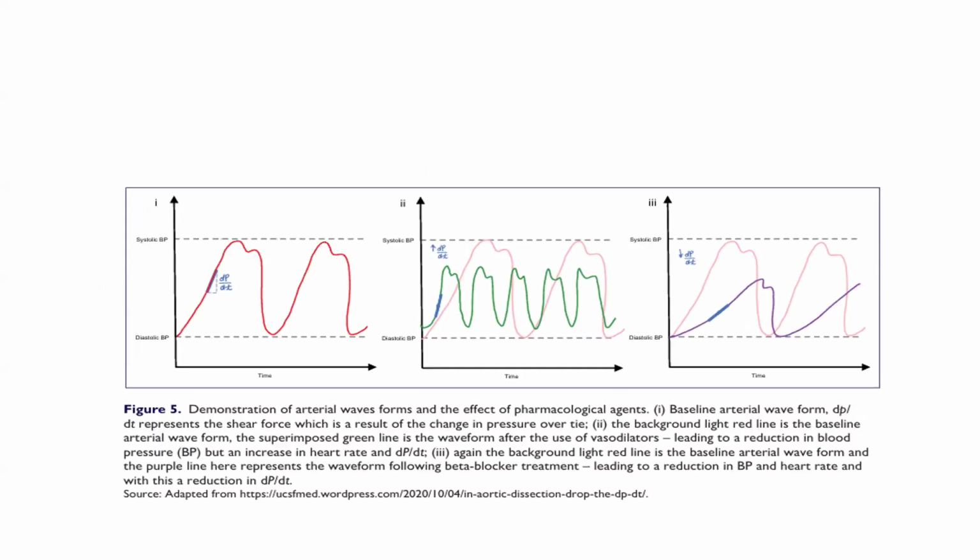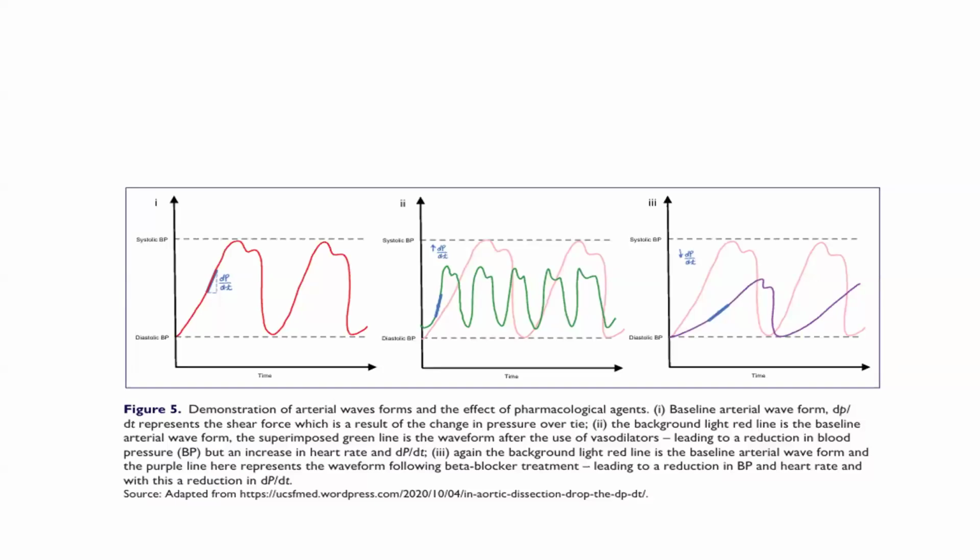So this demonstrated the arterial waveform and the effect of pharmacological agents. This first image is the baseline arterial waveform, where dP/dt, pressure over time, represents the shear forces, which is a result of change in pressure over time. Then the second image is showing the baseline and heart rate line.